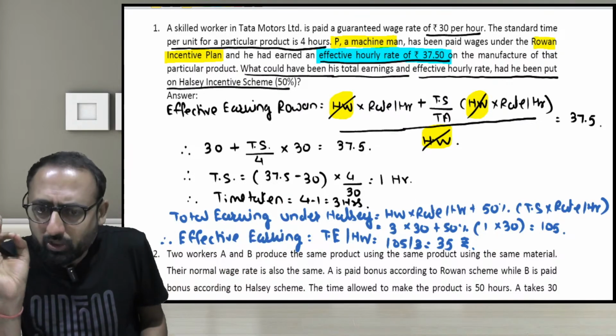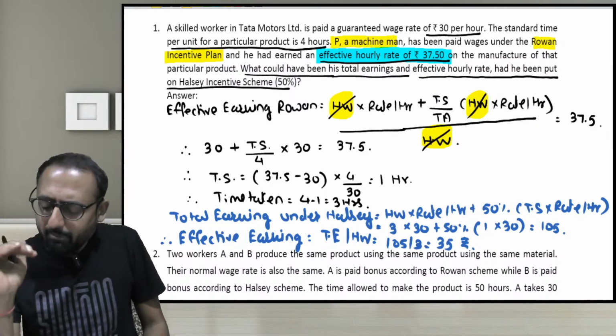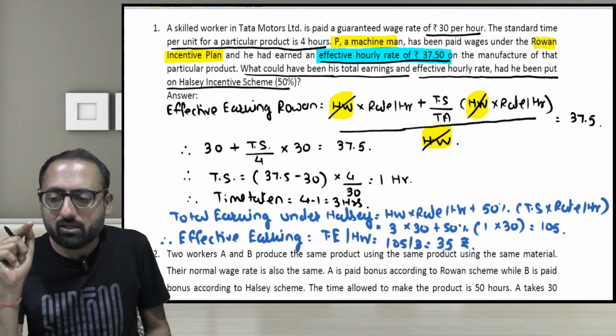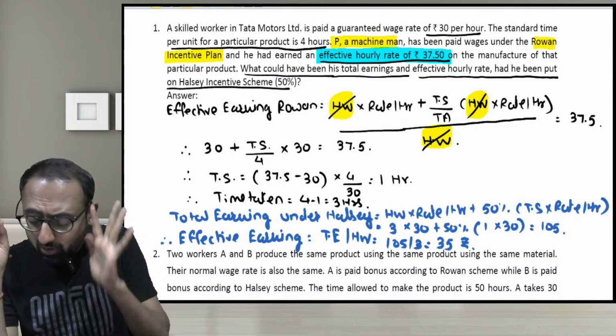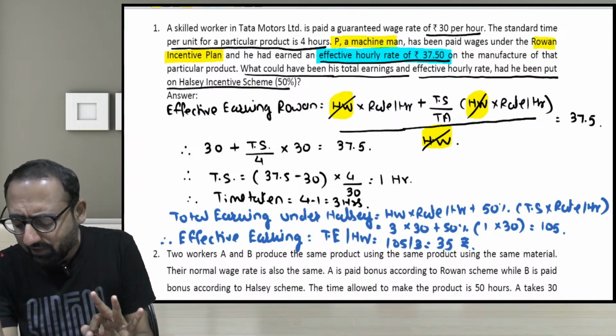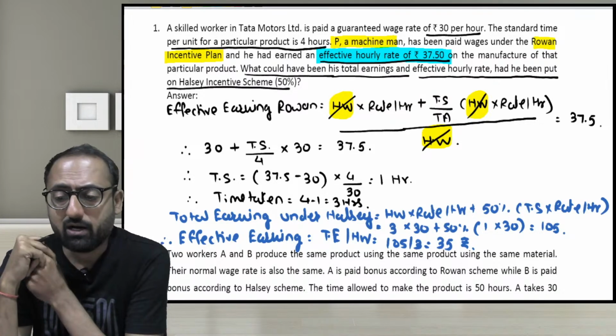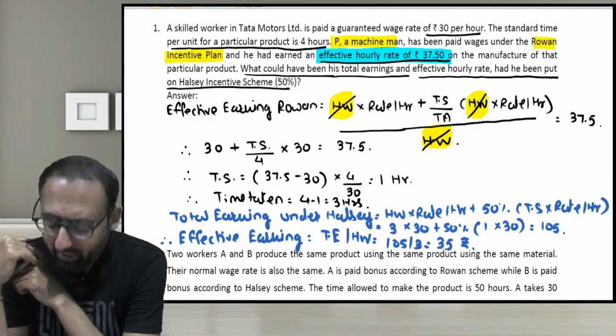Boys and girls, your total earning is 105 divided by hours worked, which is 3. So your time saved will be: total earning is 105 divided by 3 hours worked. So boys and girls, 35 rupees is your effective earning. Everyone got this?